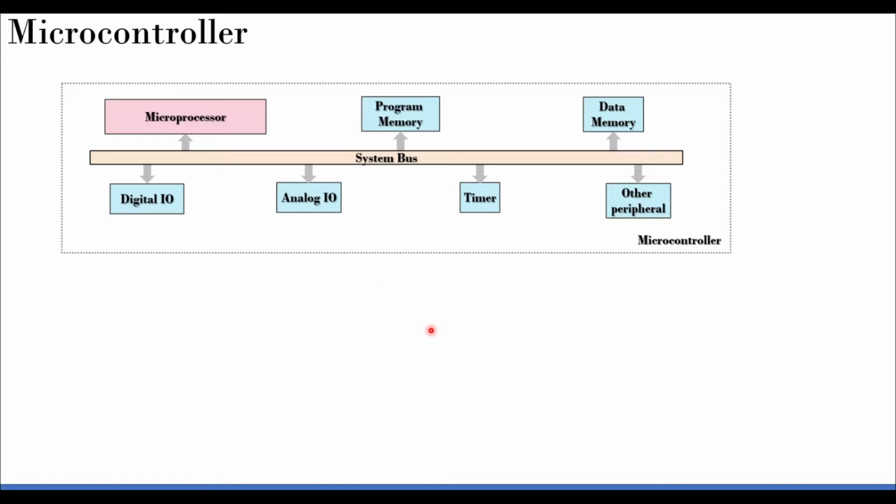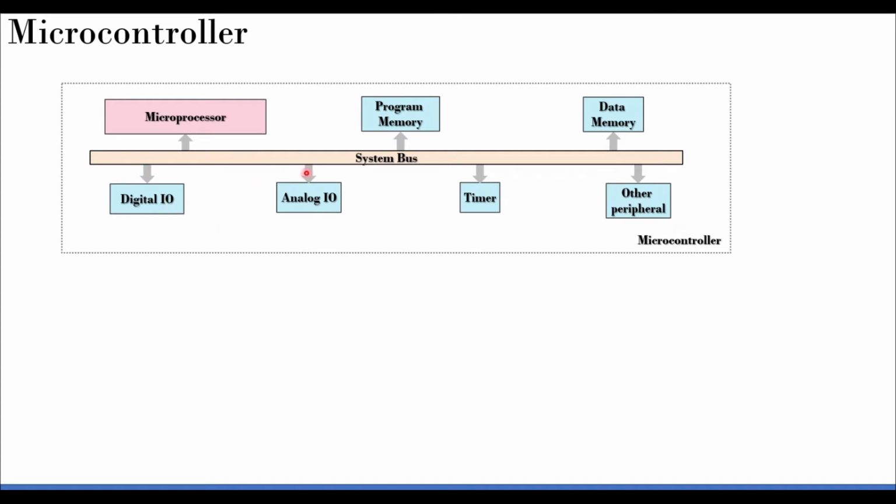Then we go to the microcontroller. So a microcontroller is again a single chip, but within that single chip you do have a microprocessor. The microprocessor sits here. Then you do have the memory. You have the program memory and you have the data memory. They can be single or they can be separate. And then you have the bus. We already know what a bus is.